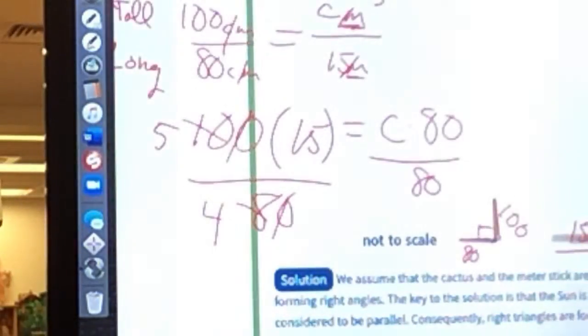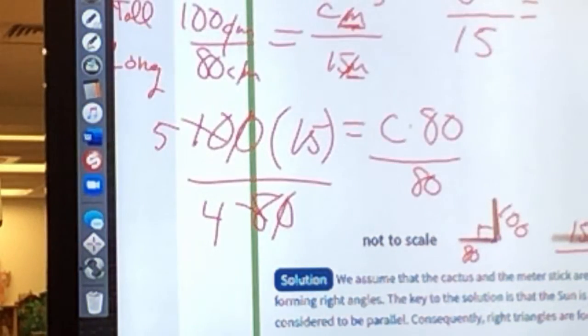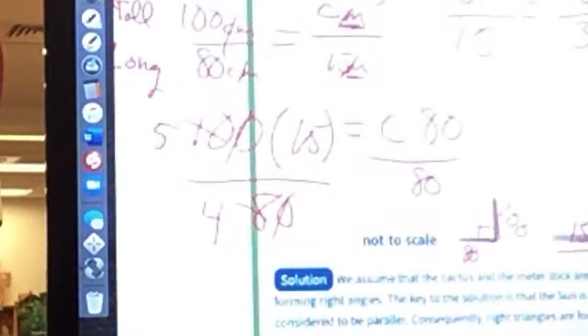The ratio of similitude is going to be the 80 to 15. That's right, it's a ratio between the two. So it's 80 to 15. Yes, the longer to the shorter. Oh, can somebody simplify that for me? I'll make a mistake if I do it. 5 1/3. Can you give it to me as just a fraction? Somebody said 16 thirds. So that's the ratio of similitude.